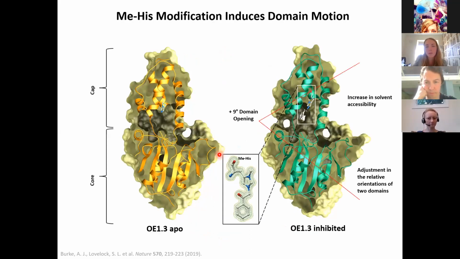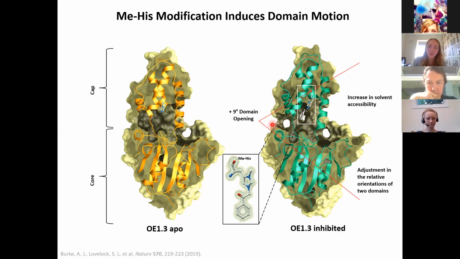I then inhibited our final variant with the mechanistic inhibitor bromoacetophenone, and we saw site-selective inhibition at the methyl histidine, confirming its role as a nucleophile. And interestingly, we also saw this 9-degree domain opening in the protein. So the protein can be divided into 2 domains, the cap domain and the core domain. And upon inhibition, these 2 domains actually open by 9 degrees. So the individual domains still overlay very well with each other. They've just moved further apart.